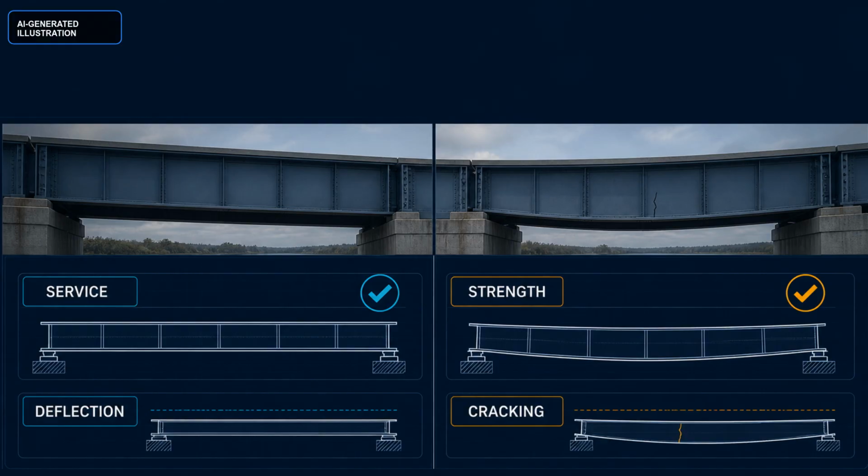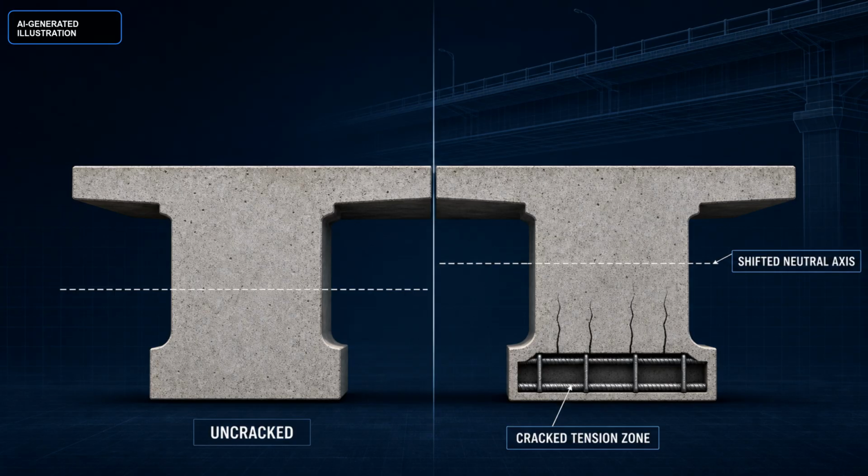Engineers therefore ask two different questions. Can the member resist the required stress without reaching a strength limit? And does it stay serviceable? Does it deflect, crack, vibrate, or deform enough to harm rideability or durability? FHWA design examples check live load deflection and cracking at service limits even when those deformations are not, by themselves, collapse. In a concrete or composite girder, rising tension can open flexural cracks near the high moment region.